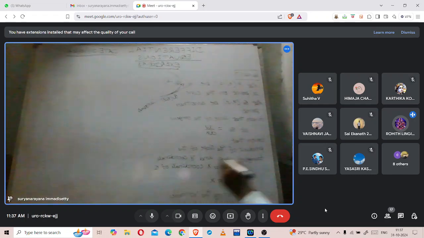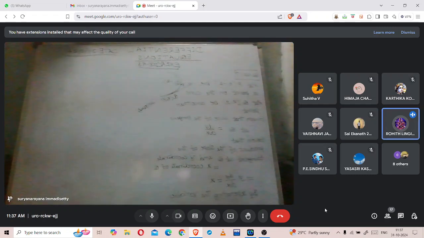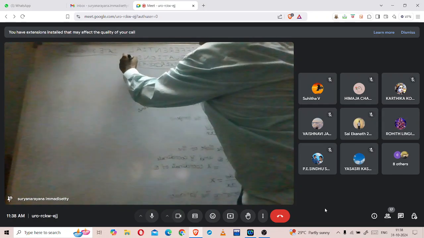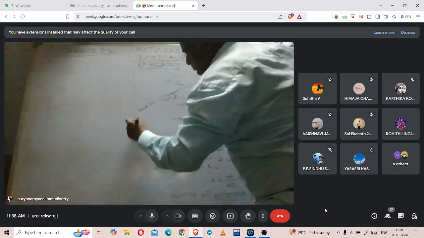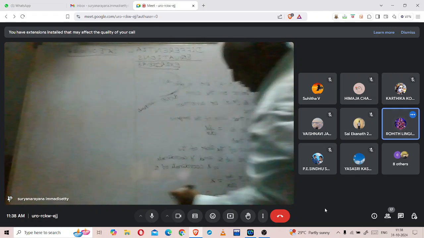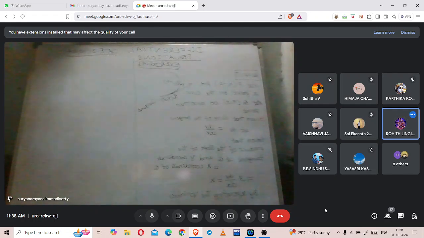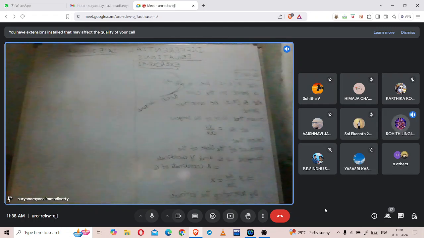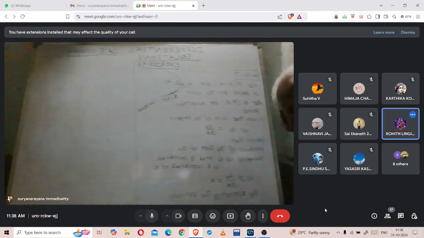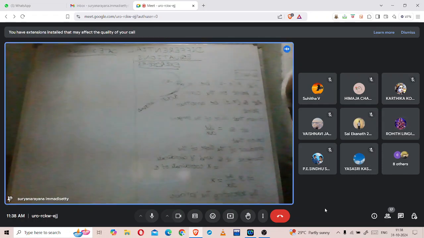Rohit, by separating the variables, what will you get? Tell me. By separating the variables. Anyone of you? Suhita, Hemaja, Kartika, Vaishnavi, Sai, Sir, Eknath.